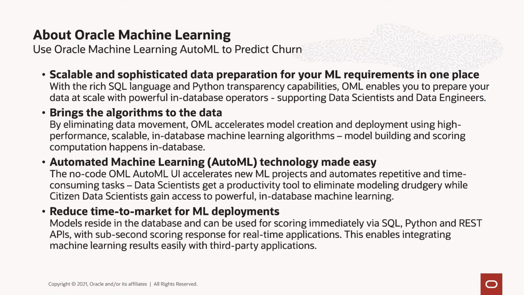The automated machine learning, or AutoML, technology is also included, and this gives you a tool that helps you choose the best model for the problem at hand. So citizen data scientists can gain access to these powerful algorithms. And finally, we're going to see how OML reduces time to market for ML deployments, because we can do scoring through SQL, through Python, and REST APIs with sub-second scoring responses for real-time applications. That enables integration of machine learning results very easily for third-party applications.